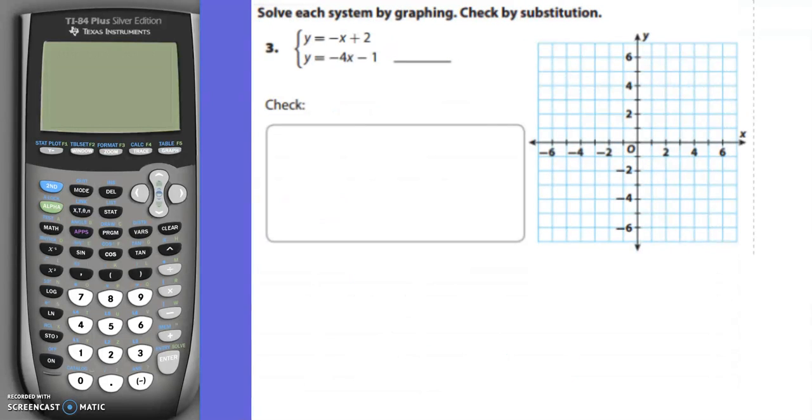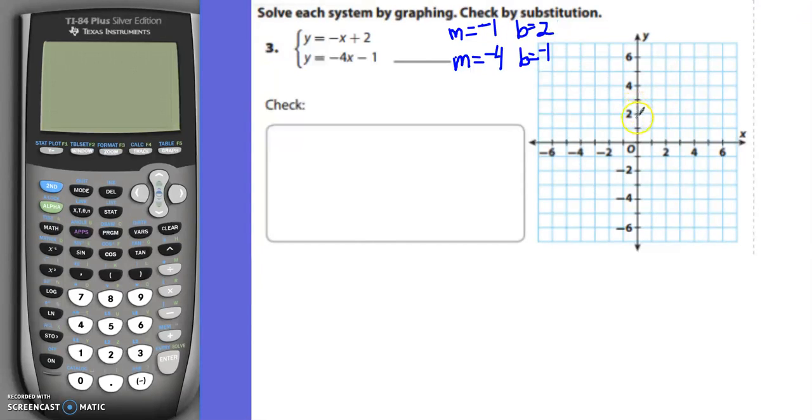Alright, so first we want to graph the lines. So we have negative 1 slope, and it crosses the y-axis at 2. We have a negative 4 slope, and we're going to cross the y-axis at negative 1. Okay, so let's do the first one.